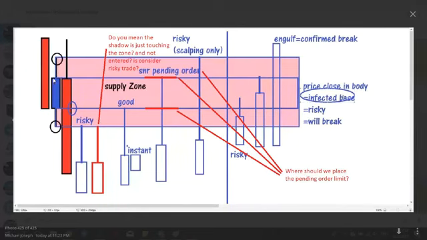Okay, you mean that a shadow just touching the zone and not entering is considered a risky trade? Yes, correct. Where should we place the pending order limit? Pending orders you can put on the SNR level, and this one also can, because this is a shadow candle type 1. You can put your limit order over here, over here, and over here. This type of trade is quite risky, because you can only take a sell limit up here and then close, because it can continue in motion. If you want to trade this one, you need to wait for the bearish engulfing.